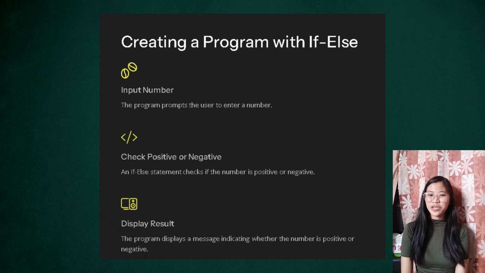Creating a program with if-else statements. It has three parts, where the first is input number, where the program prompts the user to enter a number. Second is check positive or negative, where an if-else statement checks if the number is positive or negative. And lastly, display result, where the program displays a message indicating whether the number is positive or negative.